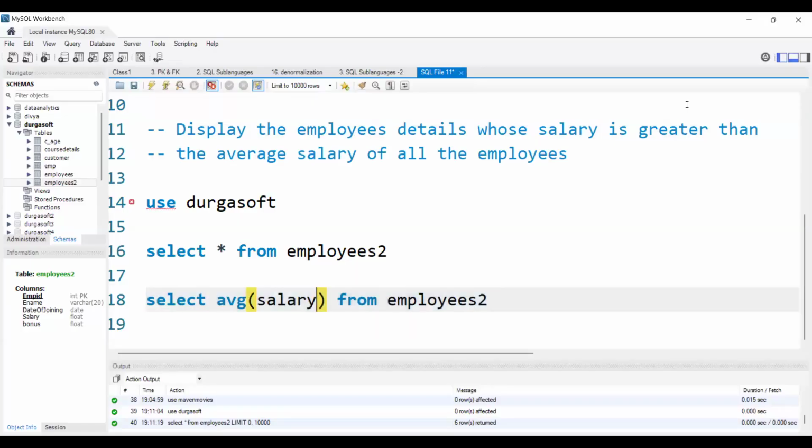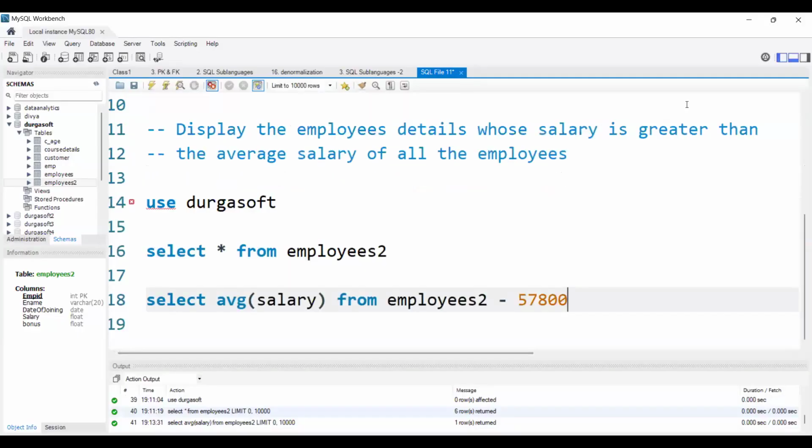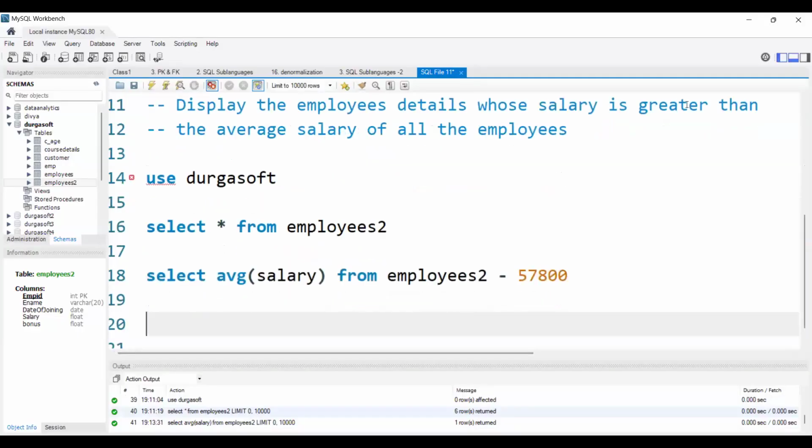So if I execute select average salary from employees 2, I got some result. Almost 57,833. Let me write it here. This is the result, maybe 57,800. I will write it as 57,800. Okay. This is my average salary, right?